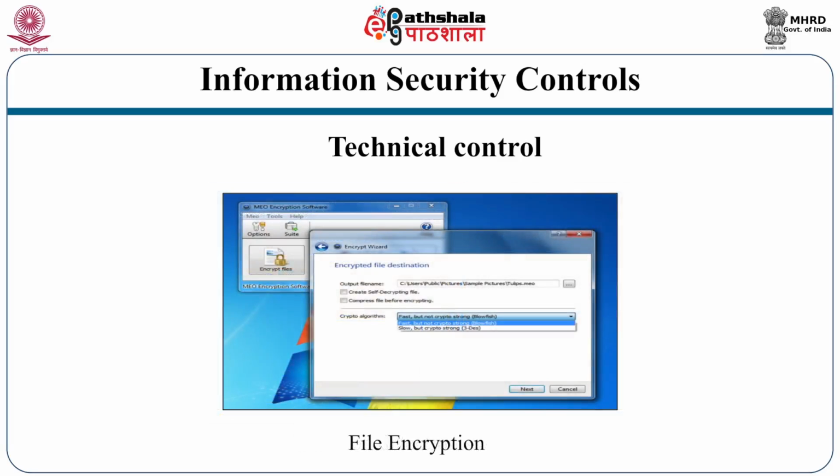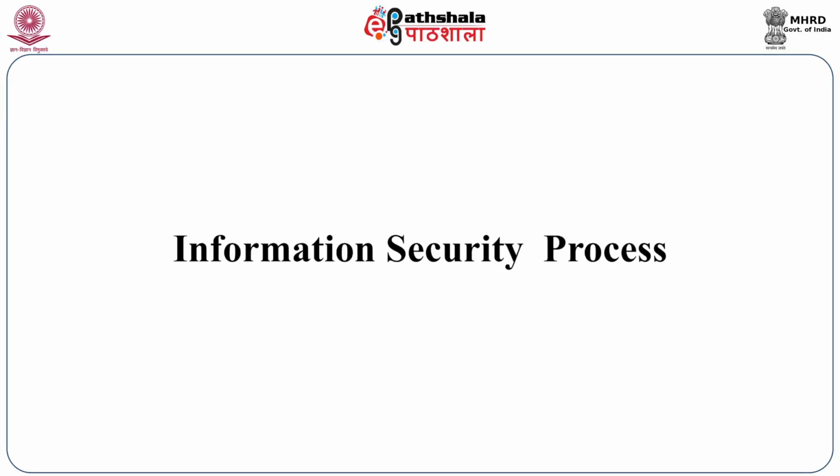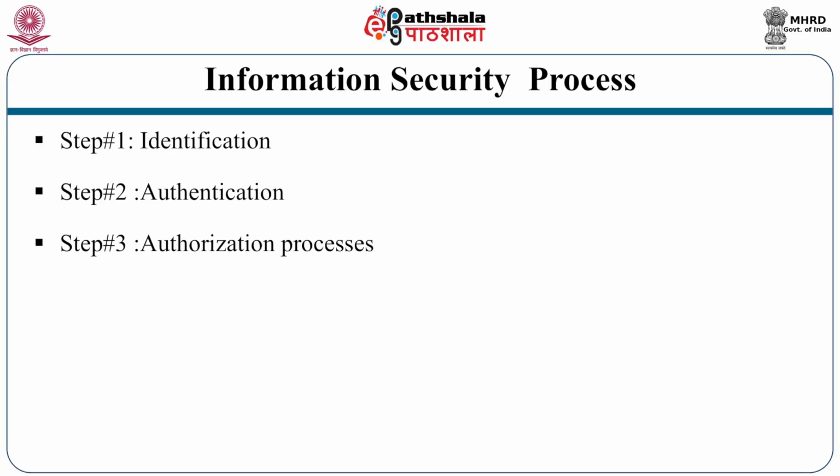Now functional control comprises the preventive, detective, and corrective and recovery mechanisms. Let's look at the process of information security. Information access should be for the authorized users. So the steps are, first step is identification, second step is authentication, third step is authorization.